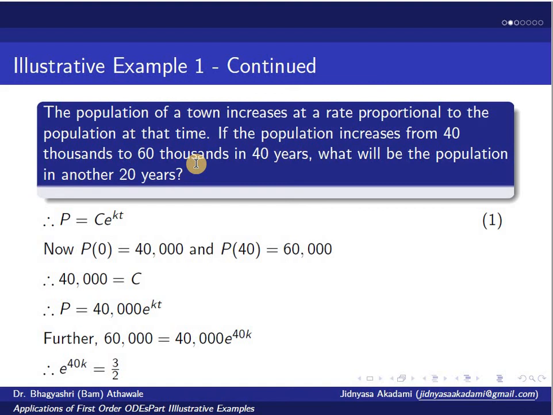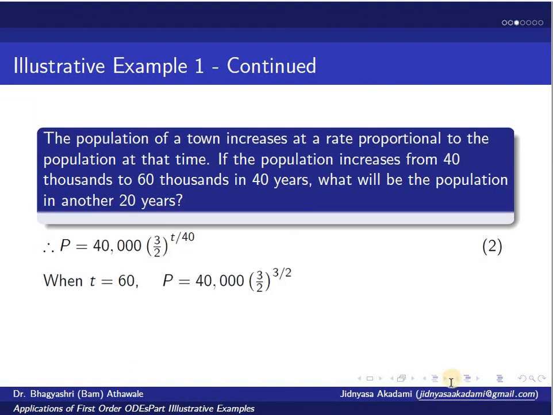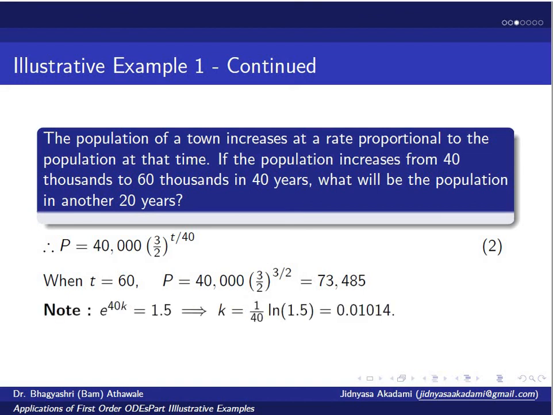So you can use this shortcut method instead of writing this equation in this form and finding the value of k explicitly. Here you can find that the value of e raised to k is 3 by 2 raised to 1 by 40. And I am going to put the value of e raised to k in this equation. And so my P is equal to 40,000 into 3 by 2 raised to t by 40. And then by putting the value of t equal to 60, I will get this, and using a calculator the approximate value is 73,485.